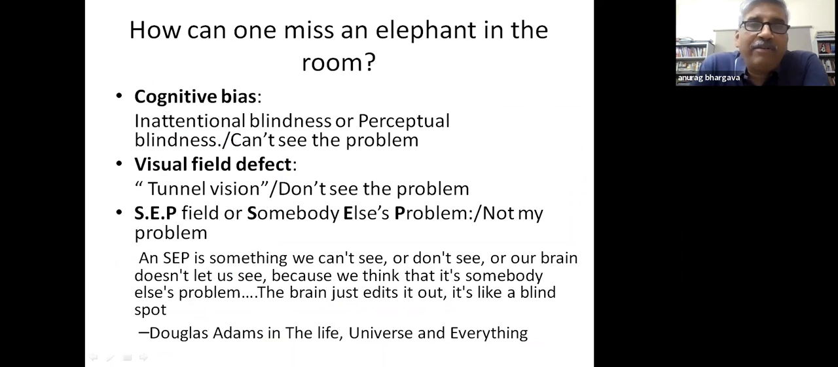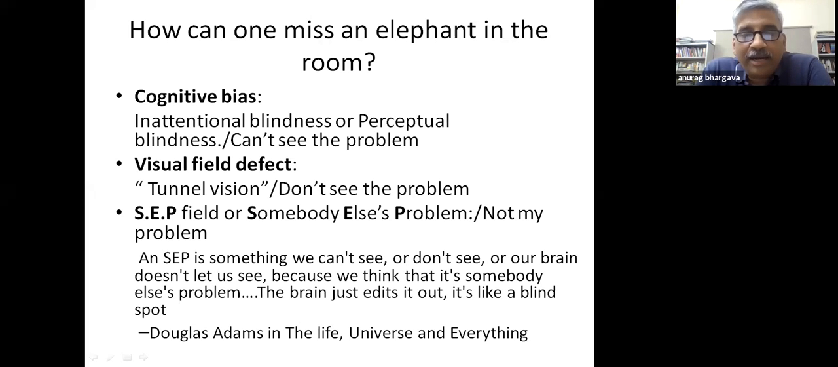Now, how can one miss an elephant in the room? And this is something to think about. We can suffer from a cognitive bias as an unintentional blindness or perceptual blindness where we can't see the problem. It could be a visual field effect. In the case of TB, I think there is a tunnel vision. The germ theory has given us many useful things in TB, in terms of diagnostics and therapeutics, but it has also constricted our vision, and we sometimes don't see the larger picture.